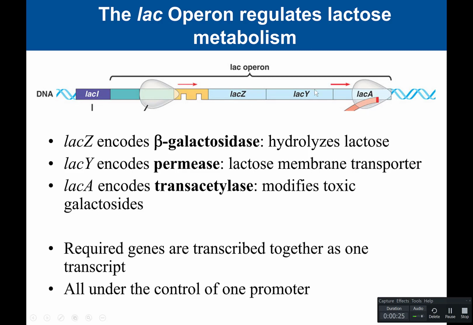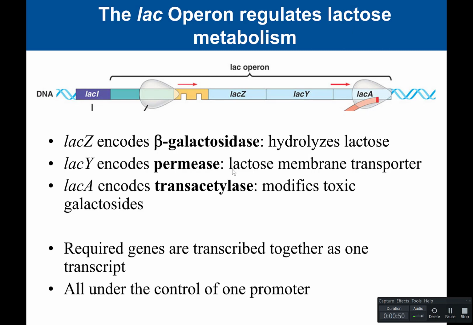LAC-Y encodes that permease. Remember that the permease is the lactose membrane transporter. It's what allows lactose into the cell. And then the LAC-A encodes what's referred to as a transacetylase. This is used to modify toxic galactosides that can result as a product of metabolism of lactose.